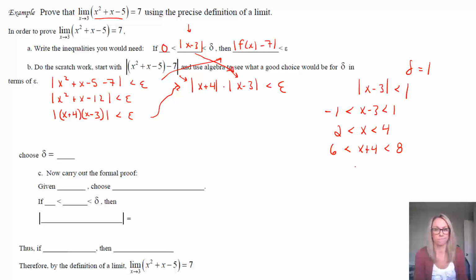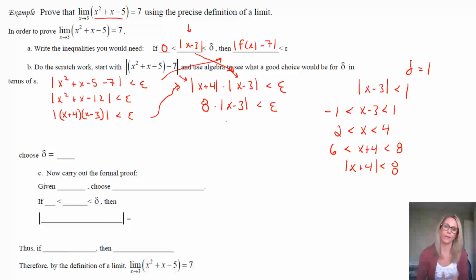So then that tells us, now that we have that x plus 4 has to be greater than 6 and less than 8, that means the absolute value of x plus 4 is always going to be less than 8. So we want to pick the bigger of the numbers and bound it. And the reason that we do that is because we want to know what x plus 4 is always going to be less than, and so it's always going to be less than 8. And then now that we have bounded x plus 4, we can take what we just got from that to give us the number that we're looking for, so that we can have the absolute value of x minus 3 being less than something that then gives us a delta.